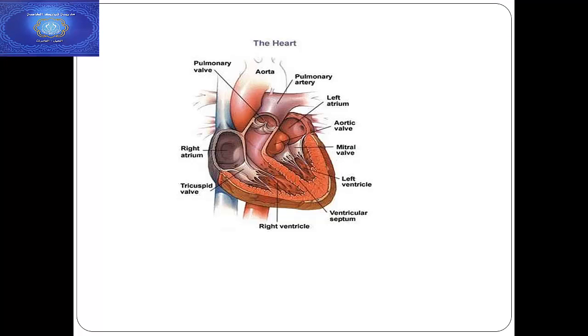The heart is really two pumps side by side. The right side of the heart pumps deoxygenated blood to the lungs, and the left side of the heart pumps oxygenated blood to the rest of the body.